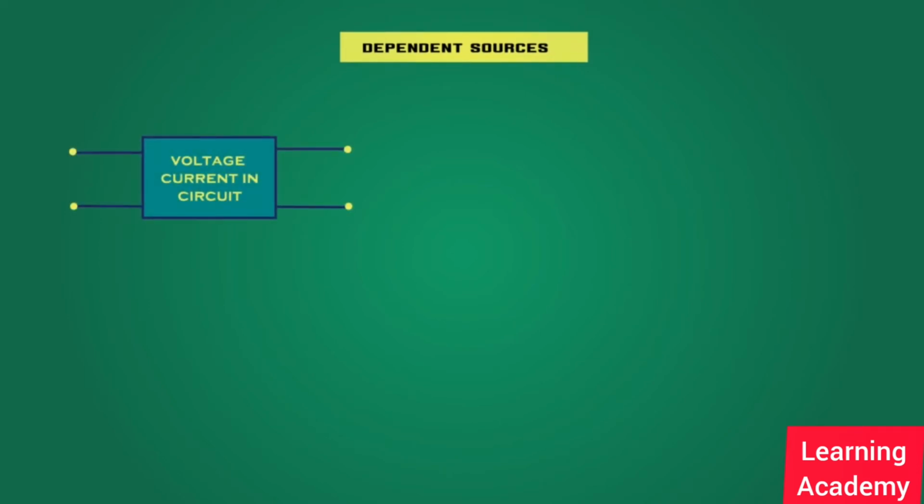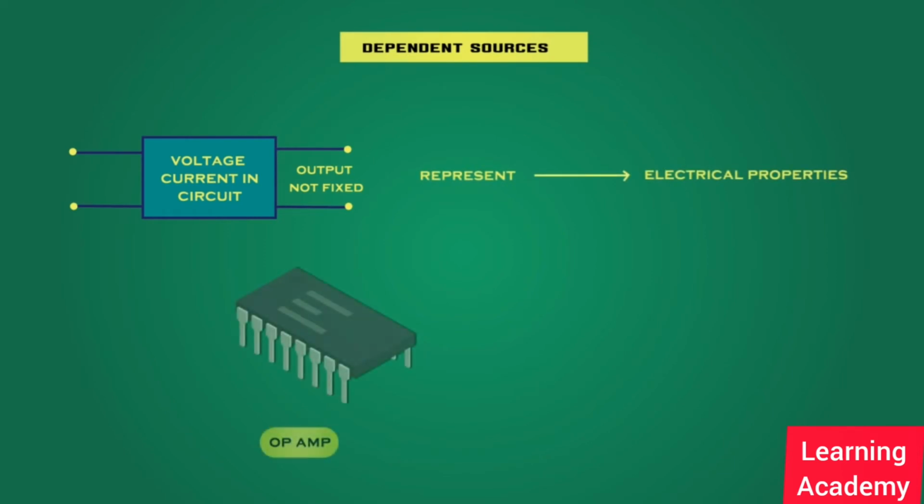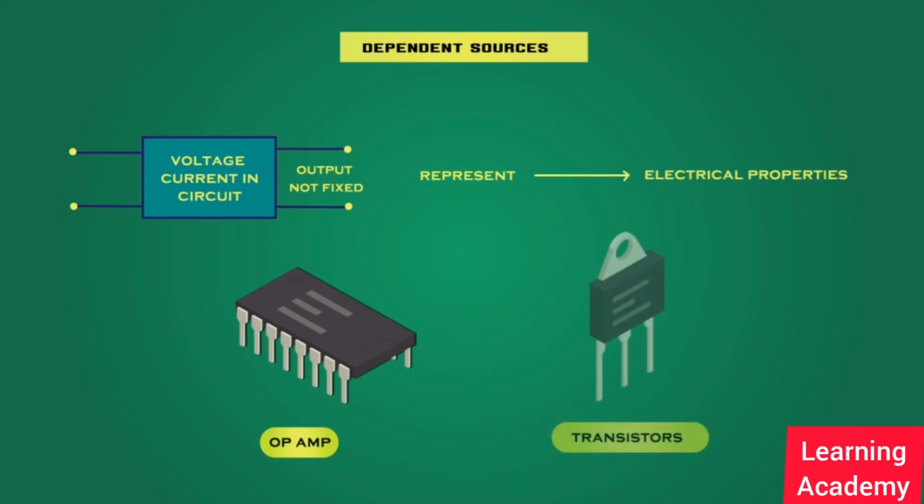Now let's see the dependent sources. The voltage or current of the dependent sources is not fixed. It depends on the voltage or current of some other part in the circuit. Dependent sources are used to represent electrical properties of electronic devices, such as operational amplifiers and transistors.